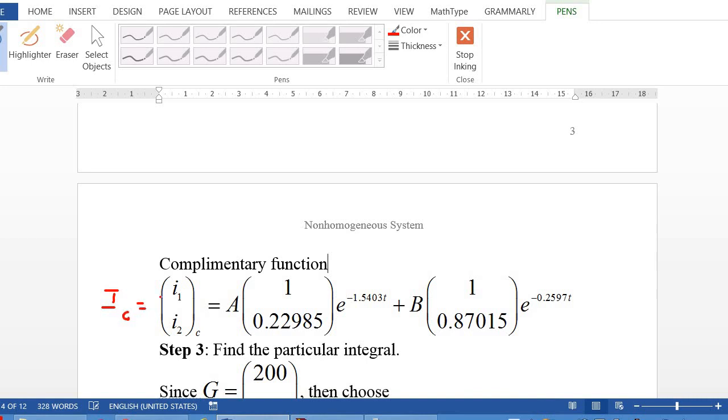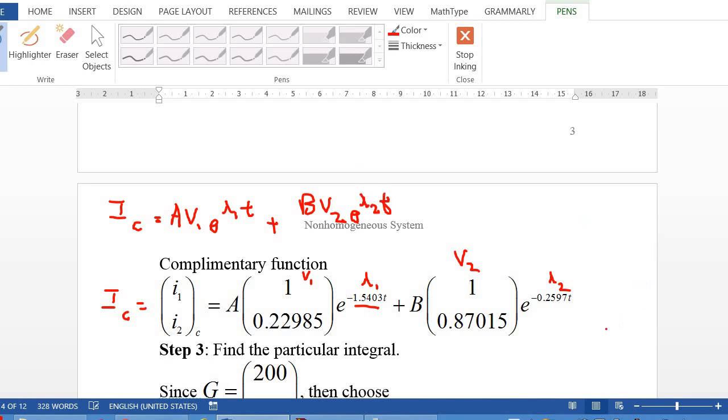IC, vector I1, I2, C equal to A V1 exponent lambda 1 T plus B V2 exponent lambda 2 T. If you have the IC, the complementary function or solution of the homogeneous system will be your A V1 exponent lambda 1 T, plus B V2 exponent lambda 2 T. So this is only the homogeneous solution.